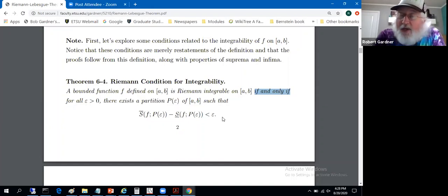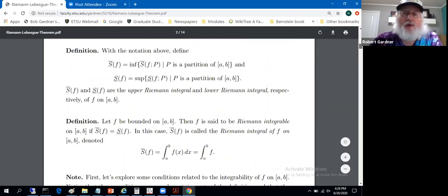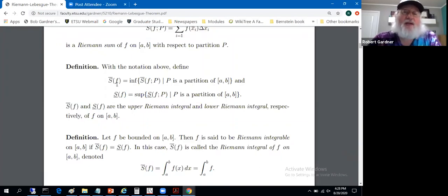All right, I like the if and only if part. Here's what I don't like. It doesn't say anything about properties of functions f. All they've really done is taken the definition of Riemann integrable, and remember the definition of Riemann integrable was that the upper Riemann integral and the lower Riemann integral are the same. The upper Riemann integral was defined as an inf, the lower Riemann integral was defined as a sup.